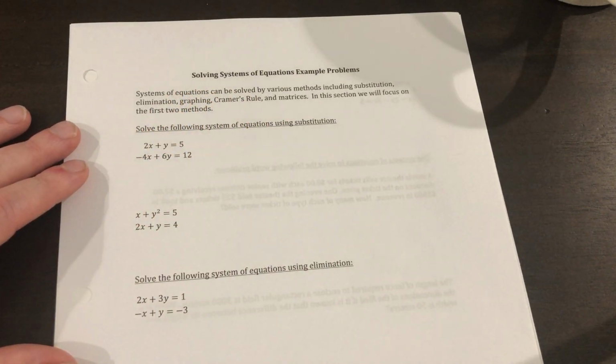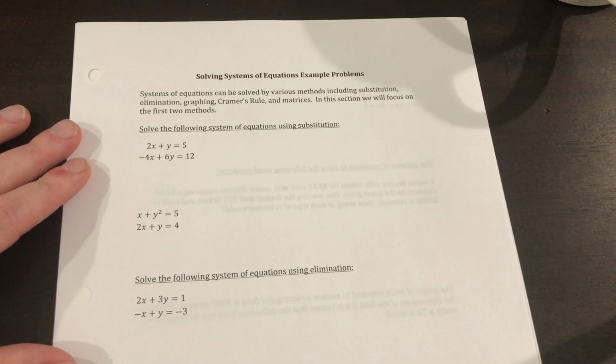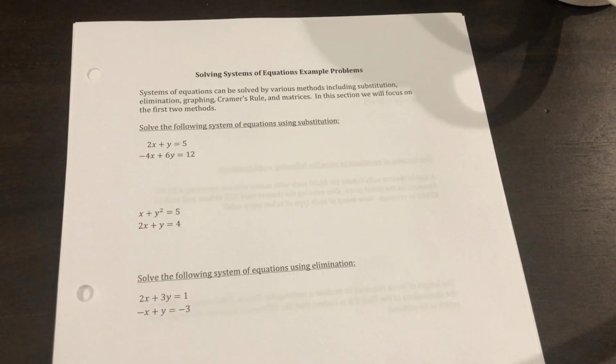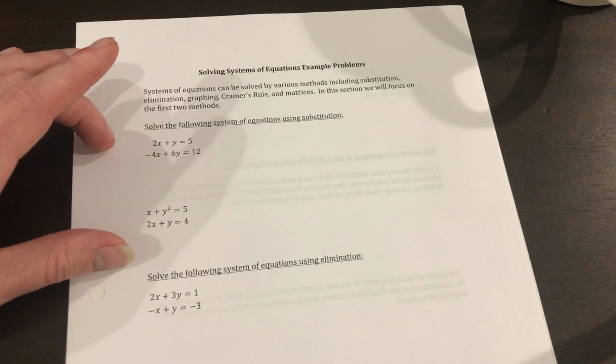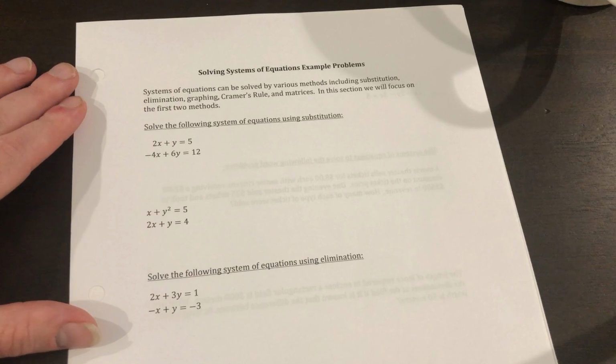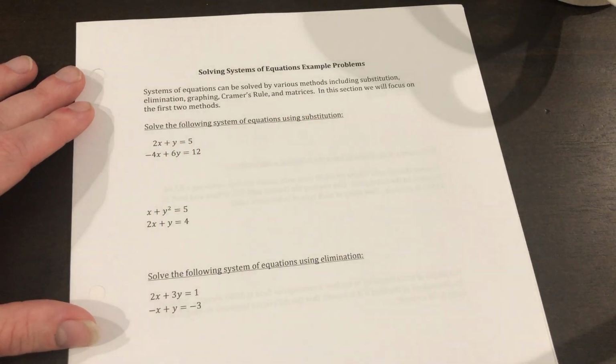So methods that we can use for systems of equations include substitution, elimination, graphing. When we have a graph, the solution to the system of equations is the intersection point. Cramer's rule, we don't use that much. That uses determinants and then matrices. So I'm going to show you how to solve these equations using the calculator and matrices in the next lessons. Okay, so first one, we're going to solve using substitution.